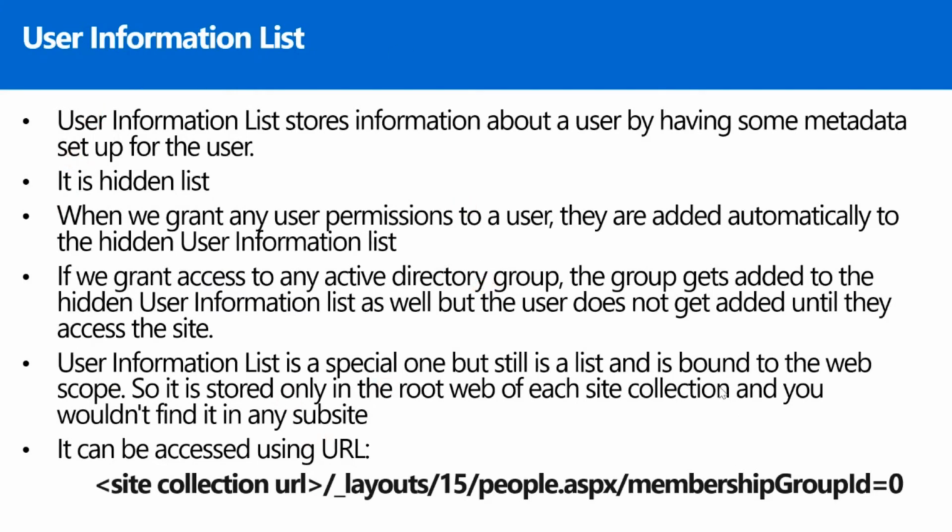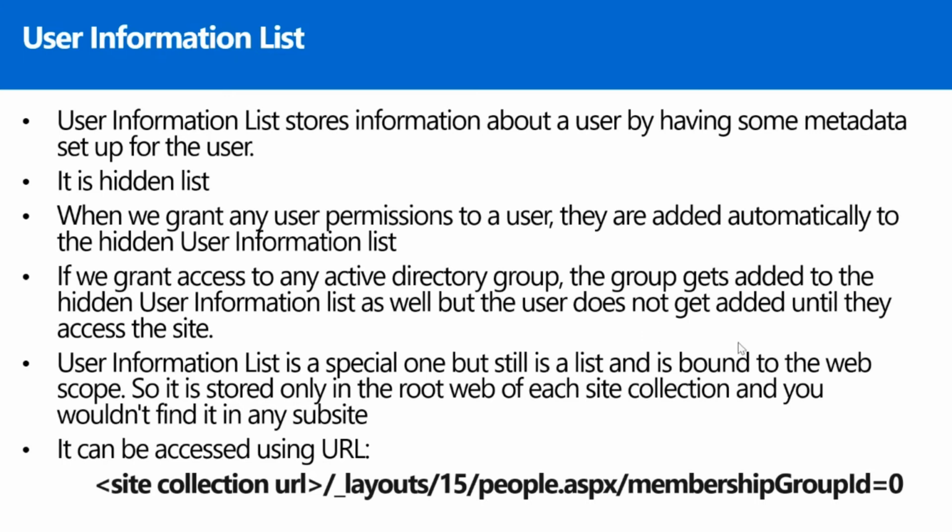Since we have been talking about permission, it is imperative that we talk about the user information list. Some of you might already know or may have heard about it. The user information list is a hidden list, and it is there because it stores metadata about the user, such as username, email address, the PUID, which is the unique ID for the user, title, and many more things related to that user or the security group.